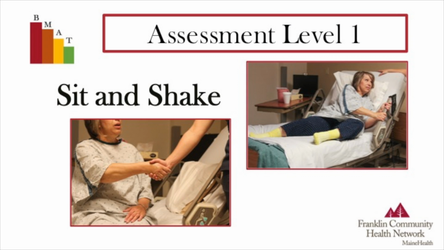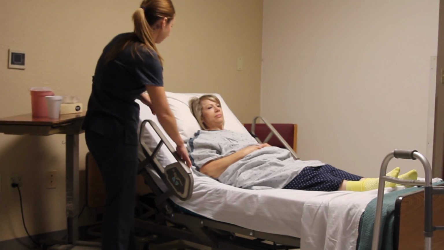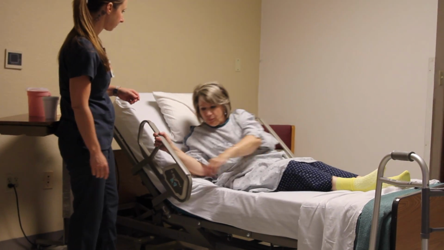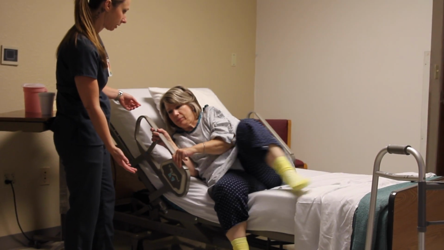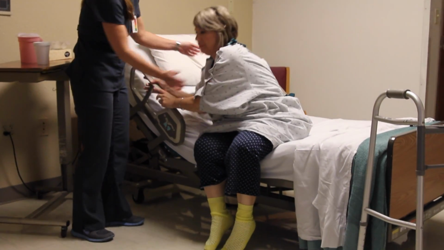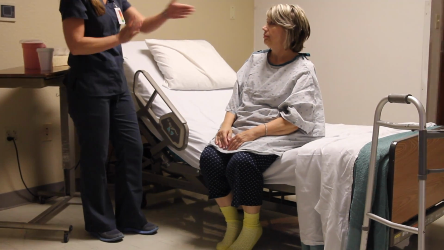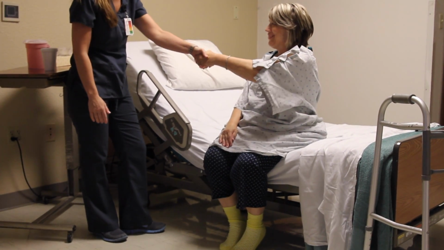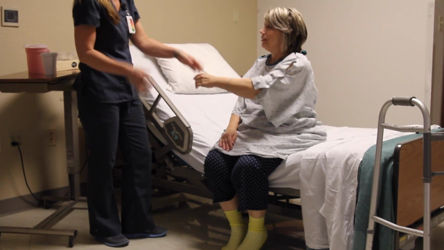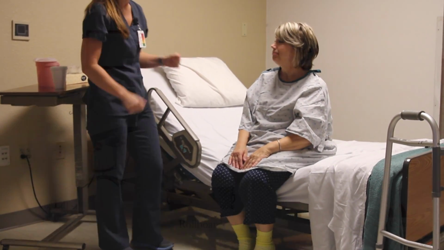Sit and shake, assessment level 1. Ensure your patient is able to follow directions. Ask your patient to come to the side of the bed, using the handrail if needed, but do not offer physical assistance. Next, ask your patient to reach across midline to shake your hand, assessing for seated balance.